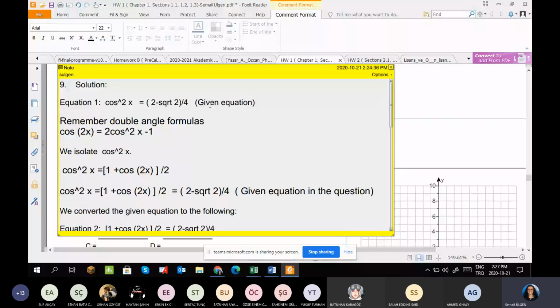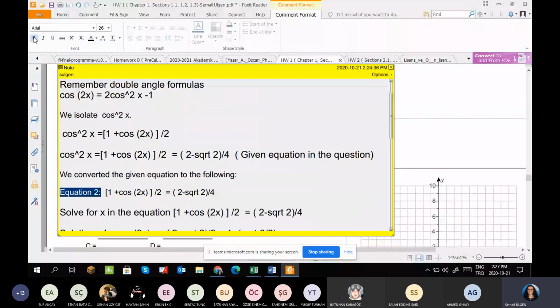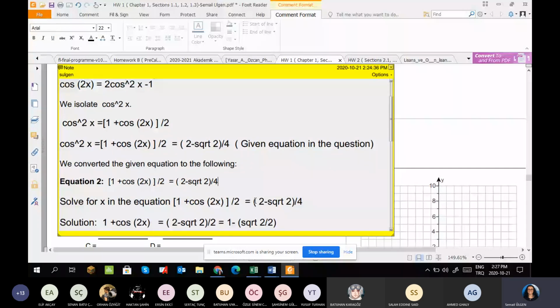This is the given equation. I call it equation 1. Okay, I'm going to highlight that. And then I have equation 2, where I convert equation 1 to a better equation that I can solve for x, because it's difficult for me to solve for x in the first equation.